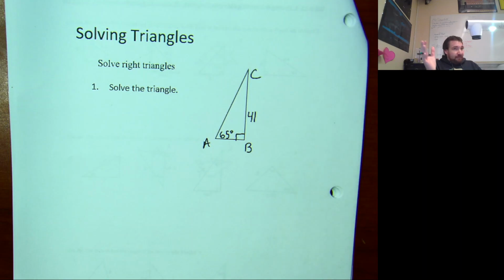To find everything. Build me a house. Here's all your tools. Go. And you get to decide how you start and how you proceed. Which is why a lot of students get kind of persnickety about this particular unit. This is where things get irritating for some of you.